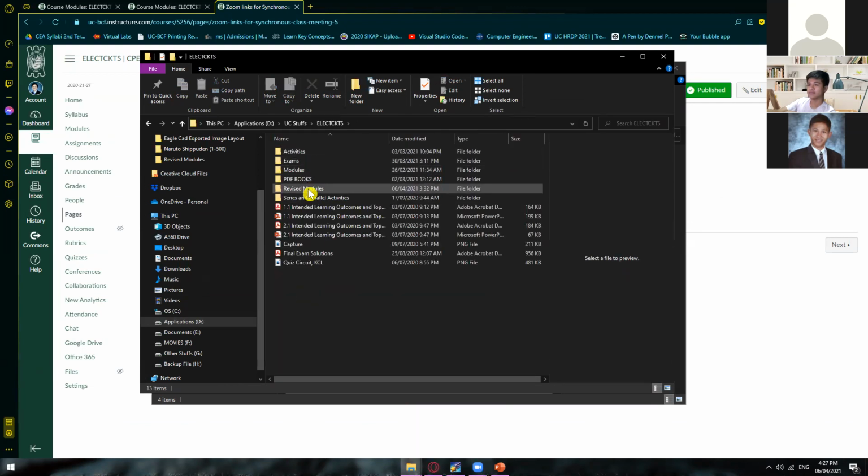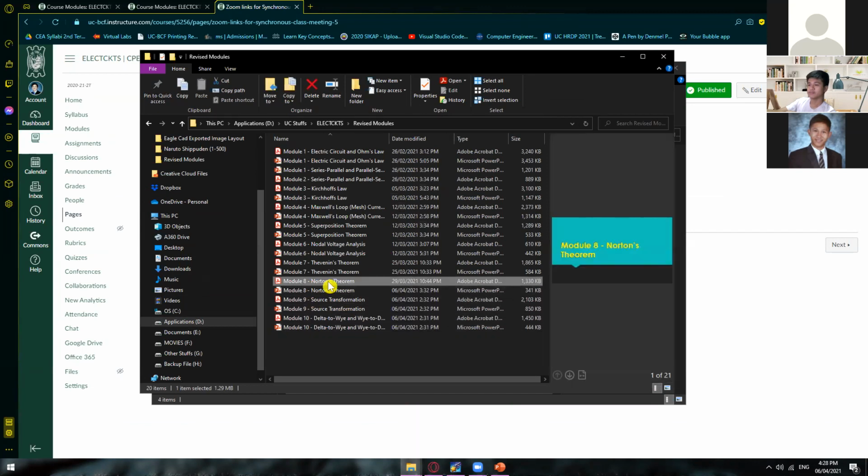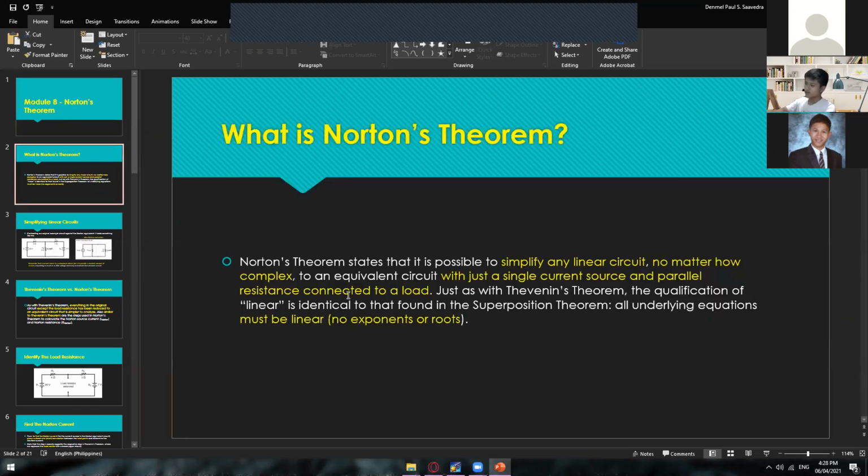to the next topic. All right, so Norton's Theorem. So I'll make this one as quick as possible. Okay, so for the Norton's Theorem, this one is actually applicable in all of the circuit as long as you have a load resistor wherein you want to solve a specific component that will not change.